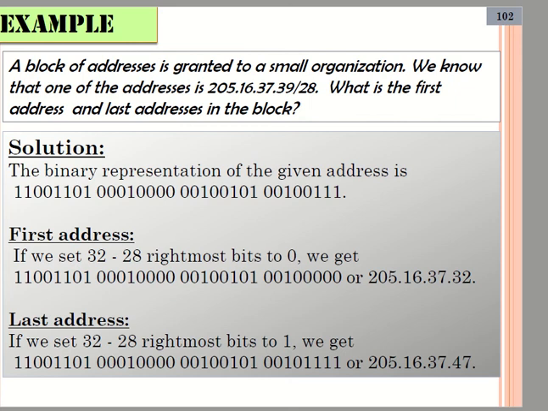So 2 to the power of this difference, that is, n minus the mask, the total number of bits minus the mask, will give you the total number of addresses in the given problem. According to that, in this case we have a total of 16 addresses.